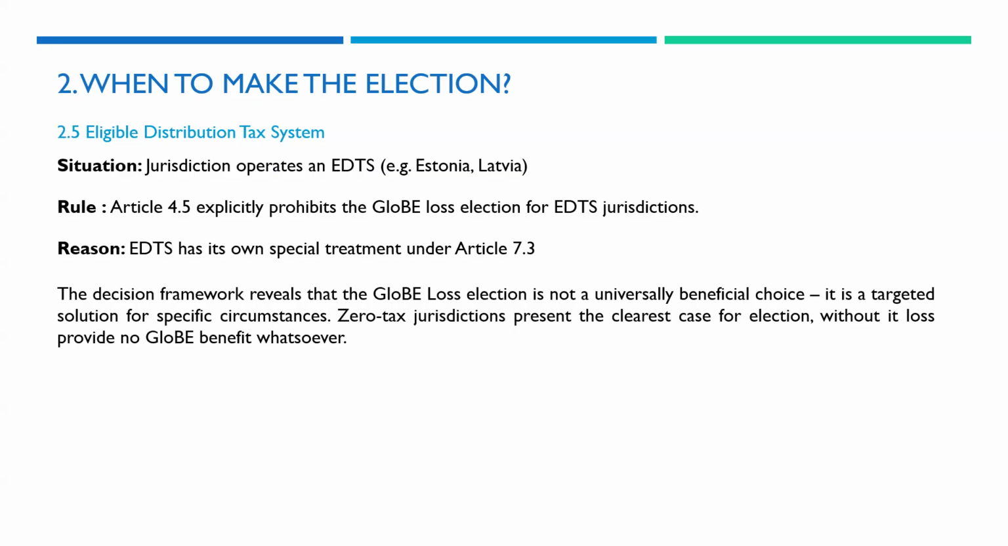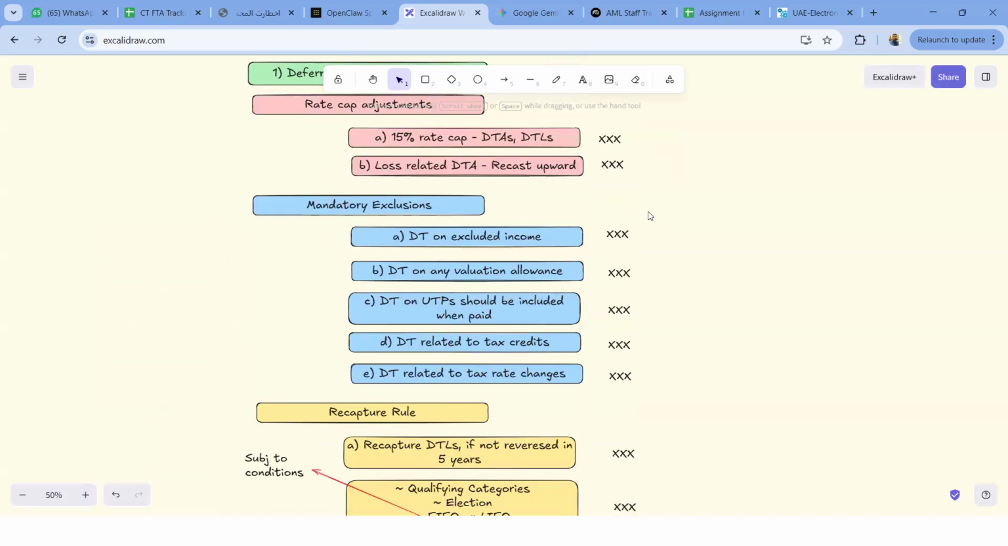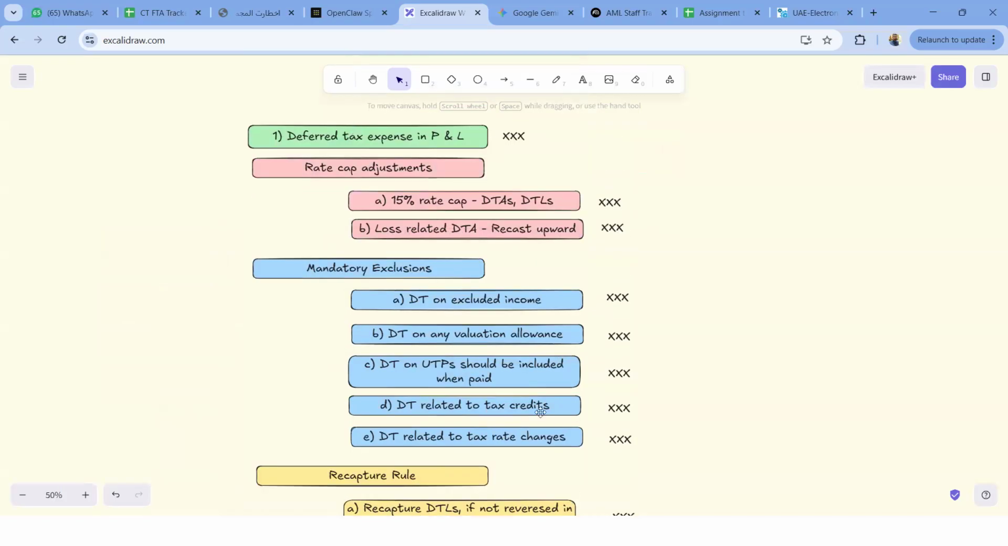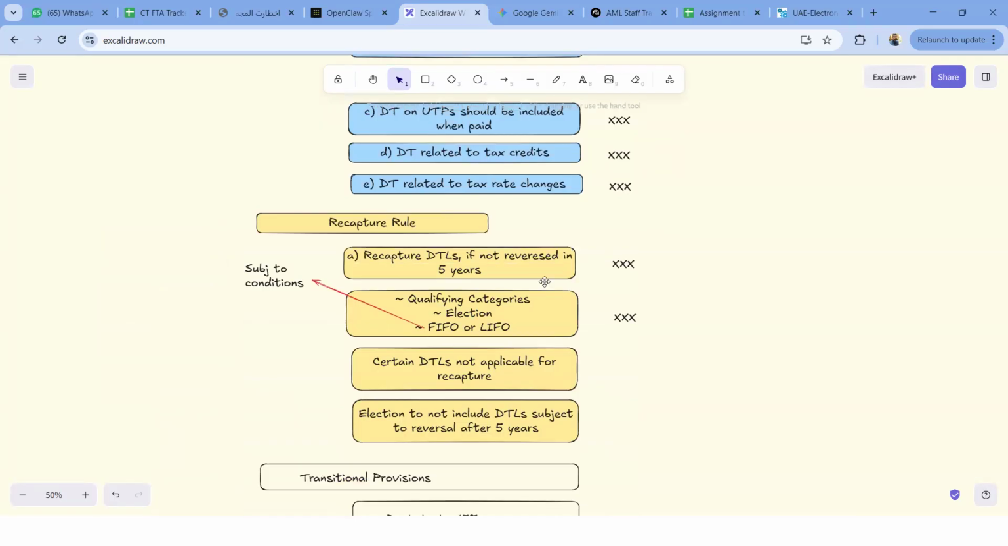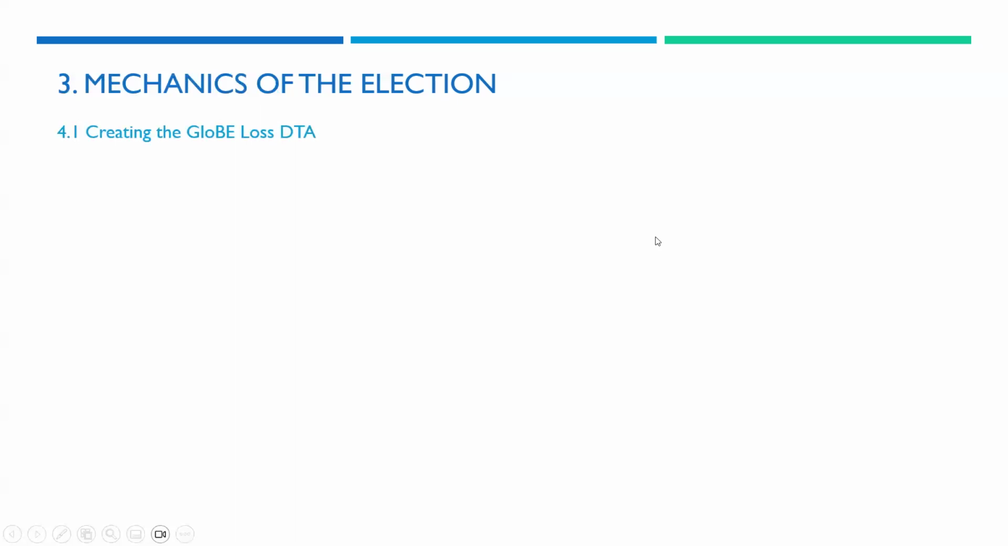Okay, don't worry, it will be clearer. We will do so many examples. But the whole thing is, you will lose all your DTLs. You will only get a loss DTA. That is the election that you are taking in. You will not get all the DTA and DTLs. Rather, you will only get a loss DTA, which is recast to 15%, even if you are in a 0% tax jurisdiction.